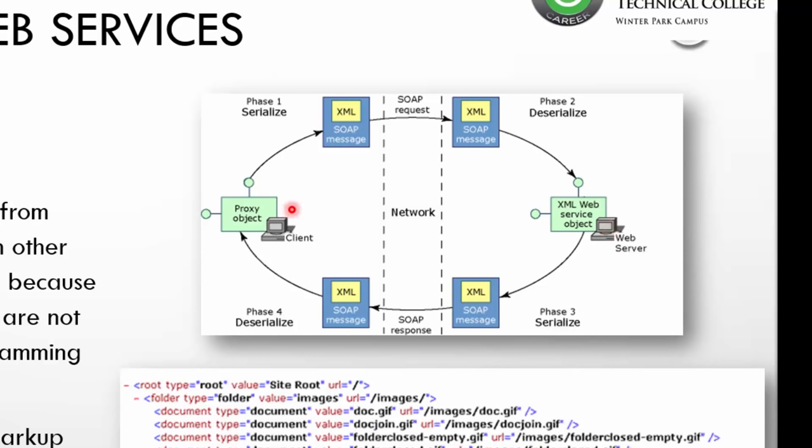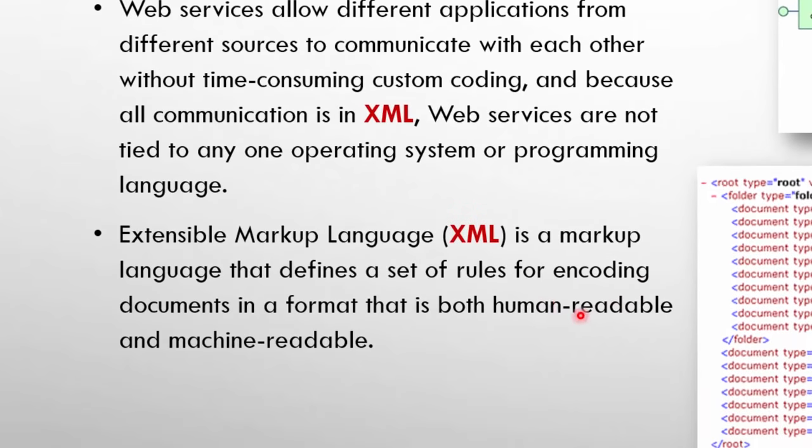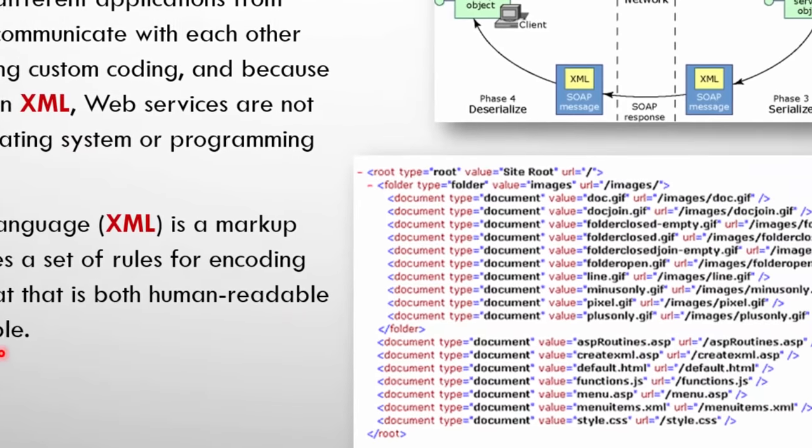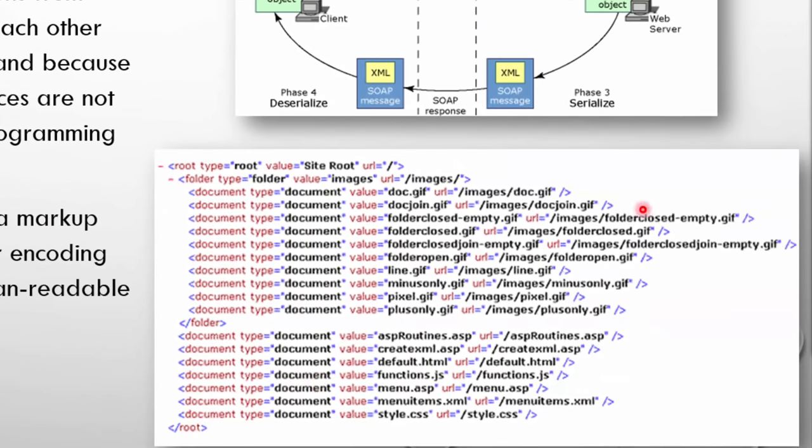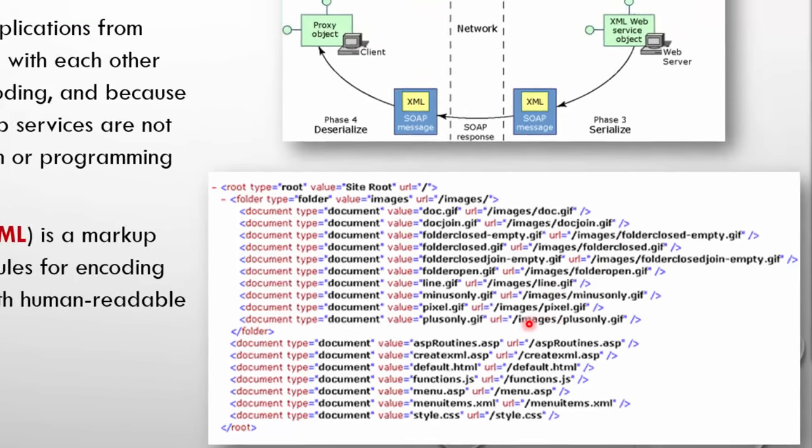What makes XML so fascinating is that it is a markup language that defines a set of rules for encoding documents in a format that is both human-readable and machine-readable. You can actually look at this XML code here, and a programmer can look at this and read it and understand what is going on. It is also easily read by machine code.